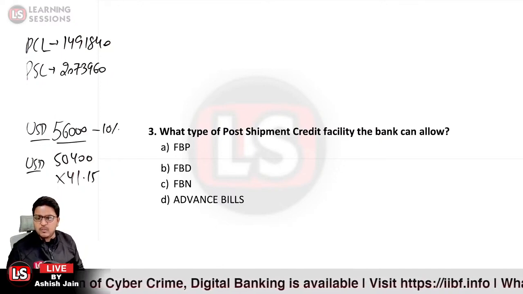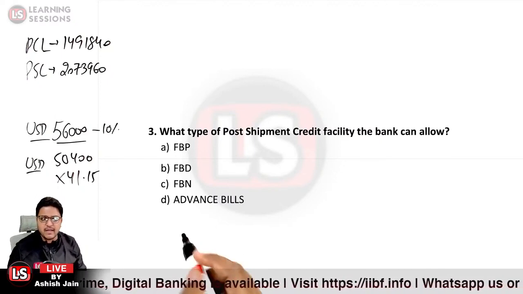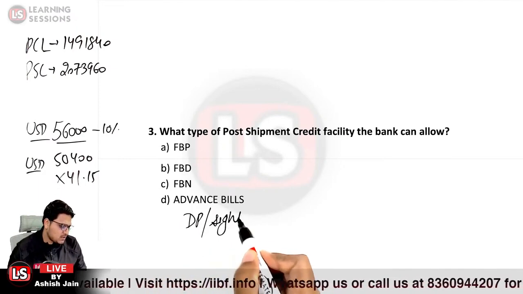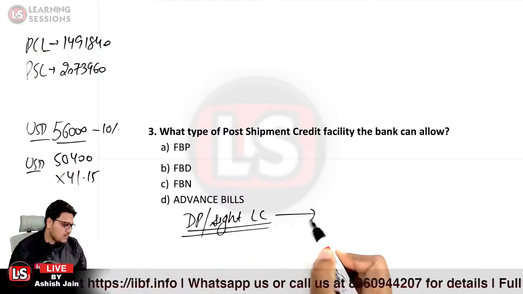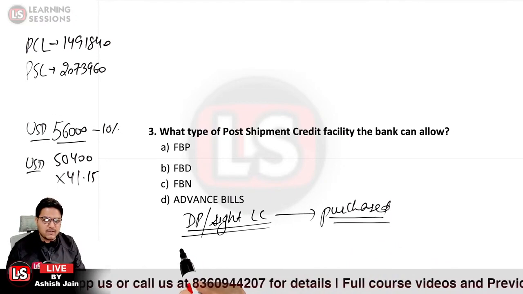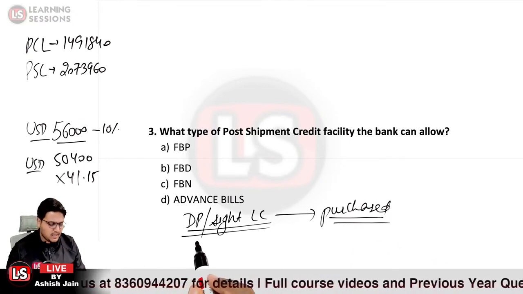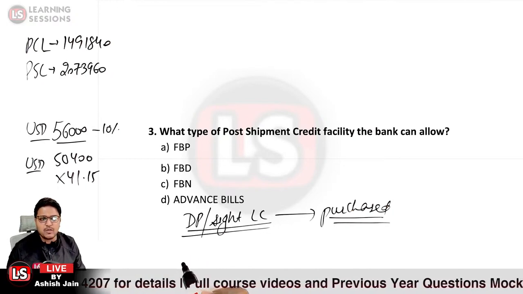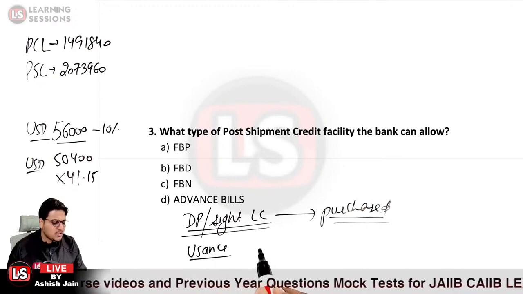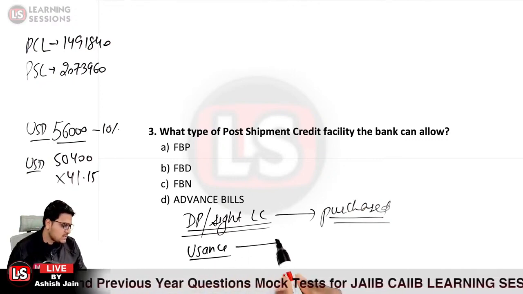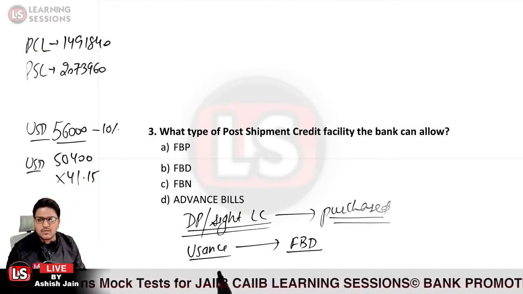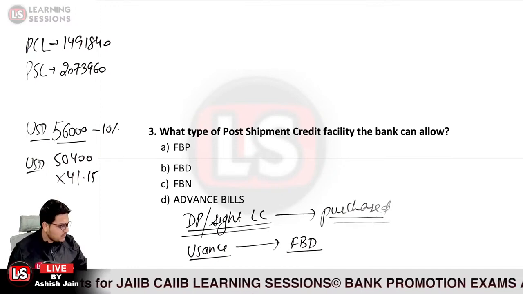Let me tell you particularly, whenever the LC is a sight LC, or we can say DPLC, the documents are purchased. And when it is FBD, related to discounting, it is the case of a usance LC. If there is a credit period mentioned over there, in that case it is a usance LC, the bills are discounted, and the bank will be negotiating. So what is the scenario over here?